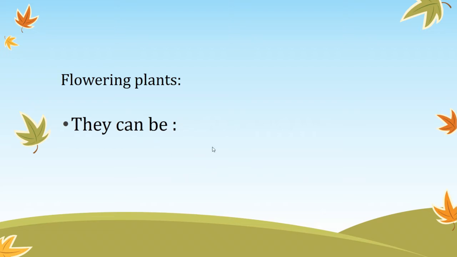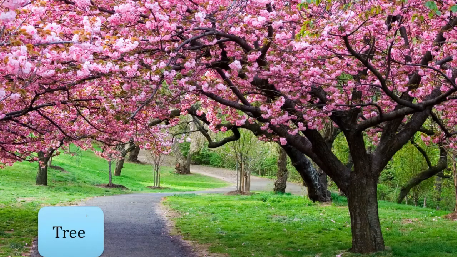These plants can be trees. So we have flowering trees and non-flowering trees. And they may be shrubs. We have flowering shrubs. Of course, we also have flowering herbs. And let's see some examples of flowering trees. Do you see these nice trees? It is the cherry tree.